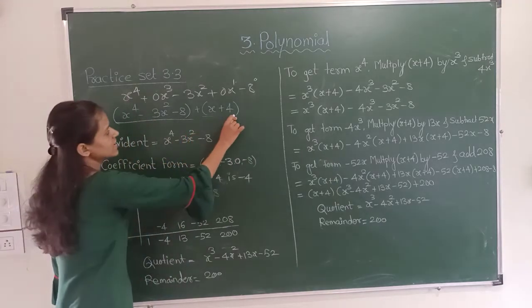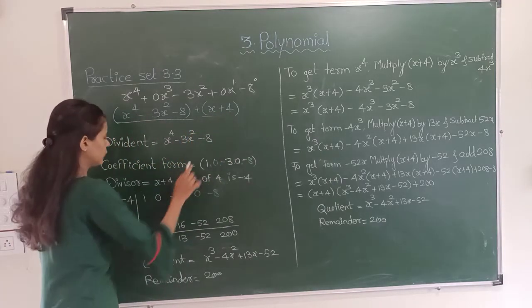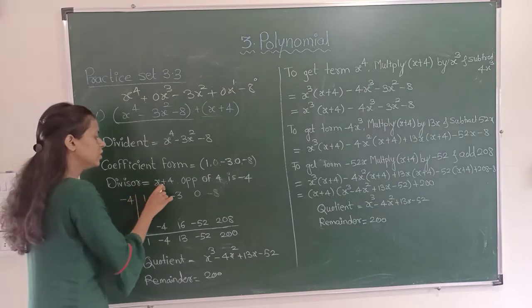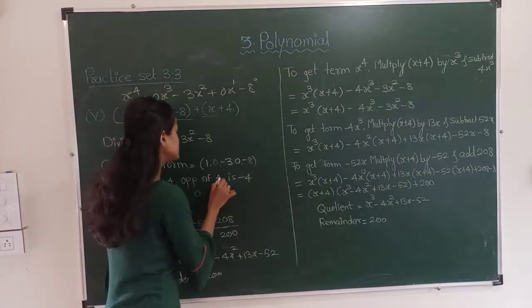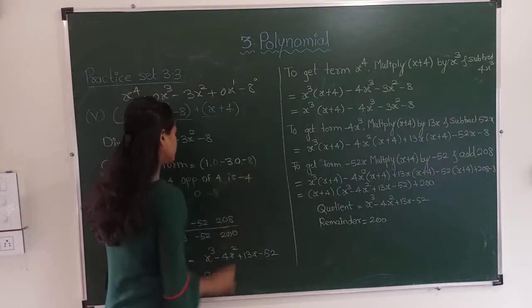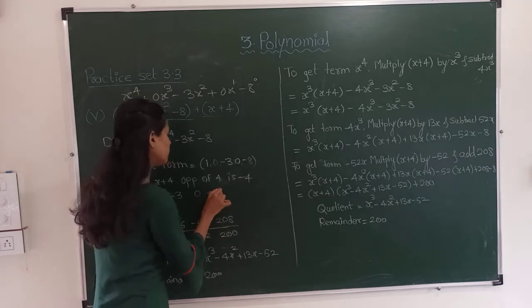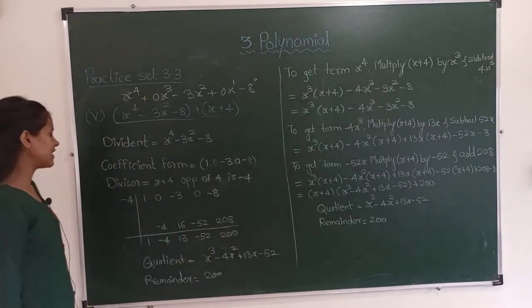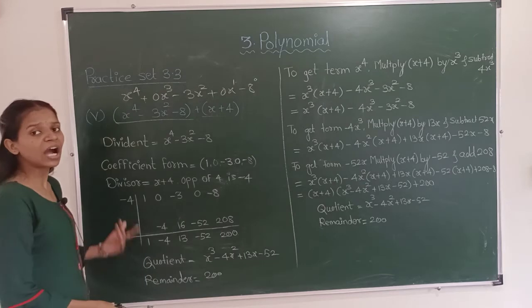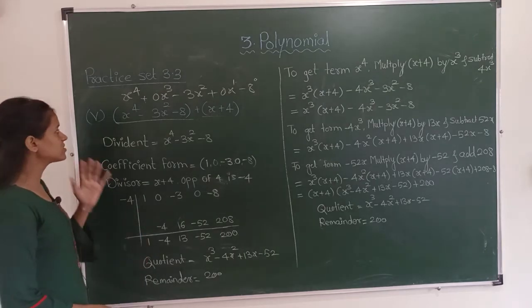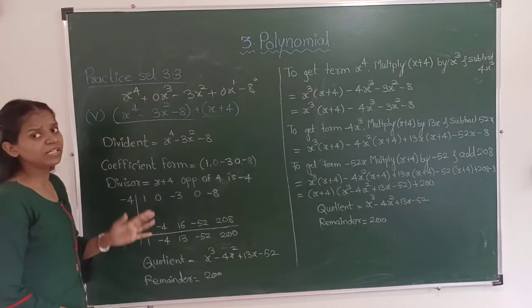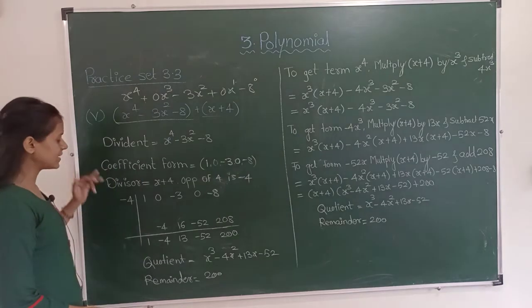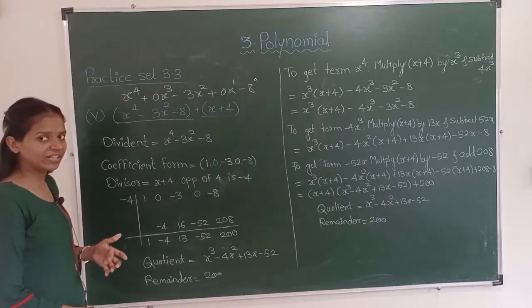The divisor is the second polynomial, x plus 4. Now divisor is equal to x plus 4, and the opposite of 4 is minus 4. Okay. The opposite of 4 is minus 4. That's why we will solve it this way. By the synthetic method we have already solved 4 examples before the 5th example in practice set 3.3 itself.